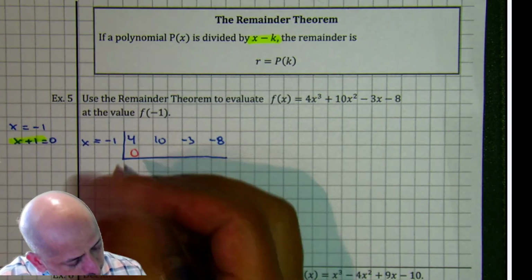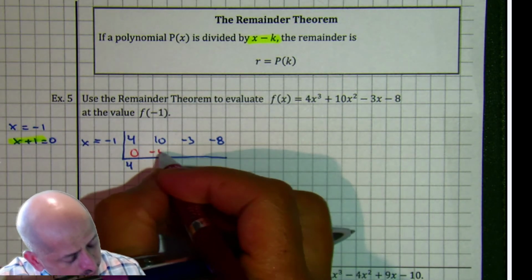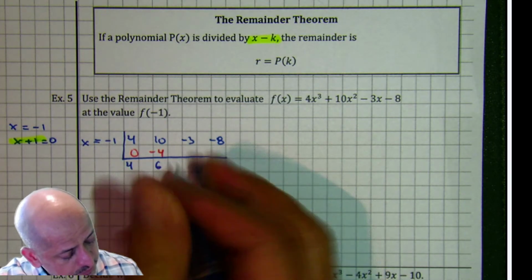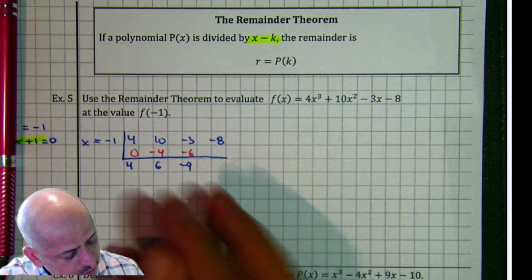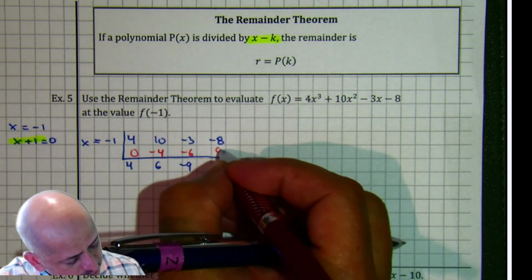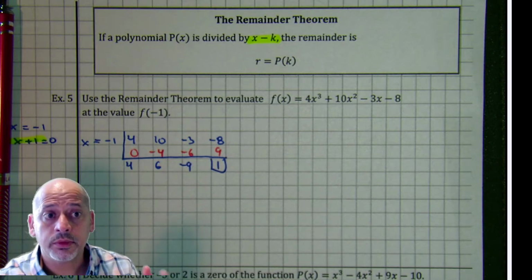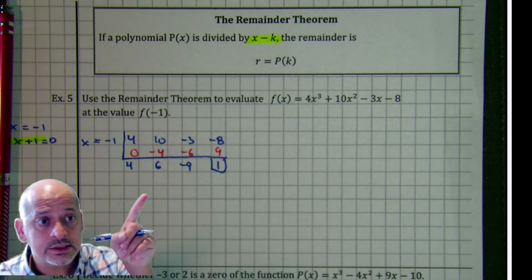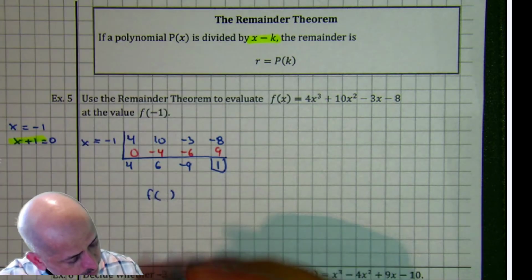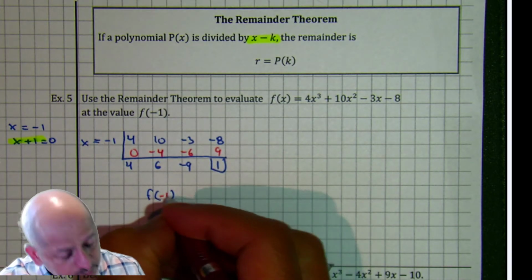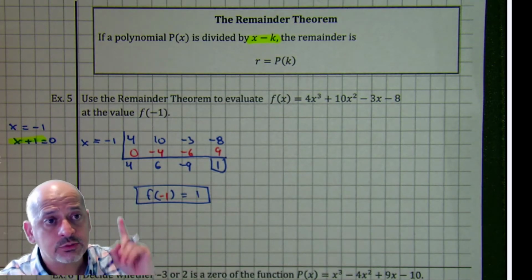0. You add, you multiply. -1 times 4 is -4. Then we add, gives us 6. You multiply. -1 times 6 is -6. Then we add, gives me -9. -1 times -9 is 9, we add, and that is a remainder. And that's what we learned, that was a remainder, correct? Well, according to the theorem, if you plug in -1, that will give us a 1. That is what the theorem is telling us.